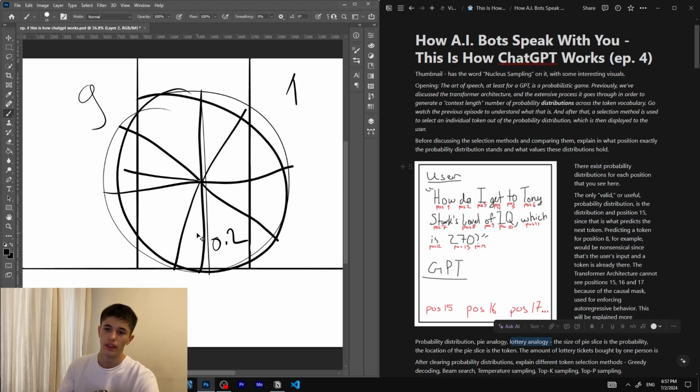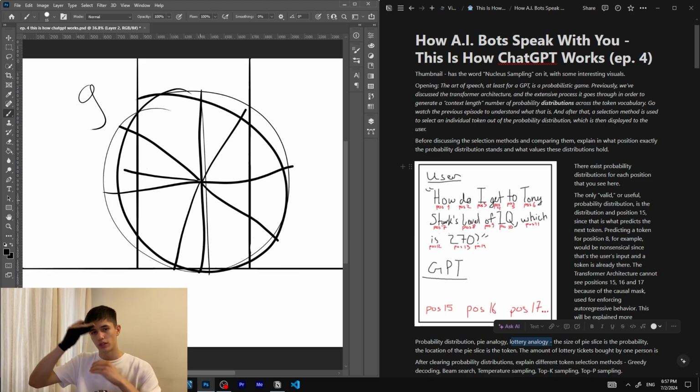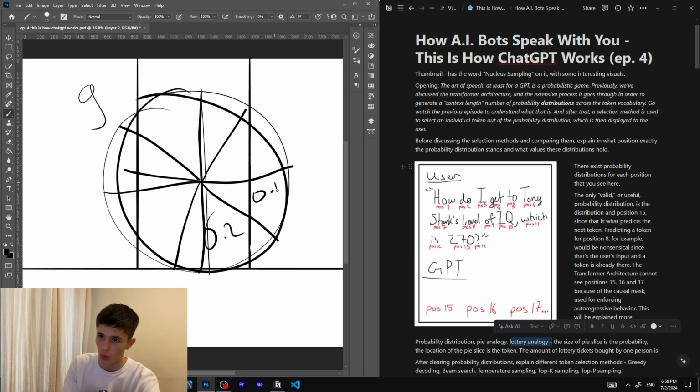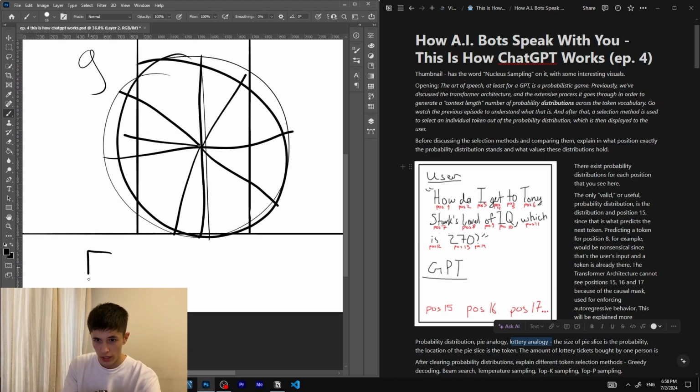Now, in a different way, I can give you the lottery analogy. So essentially, the size of the pie slice over here is the amount of lottery tickets bought by one person, and the pie slice itself is the person who bought those lottery tickets. And so you can imagine the amount of lottery tickets is the greatness of the probability, the number of the probability. So it's whether it's 0.2 or 0.19 or whatever. And the actual token itself is the person, right, in this analogy. So if you don't understand how we can identify the actual token, well, just look at this.